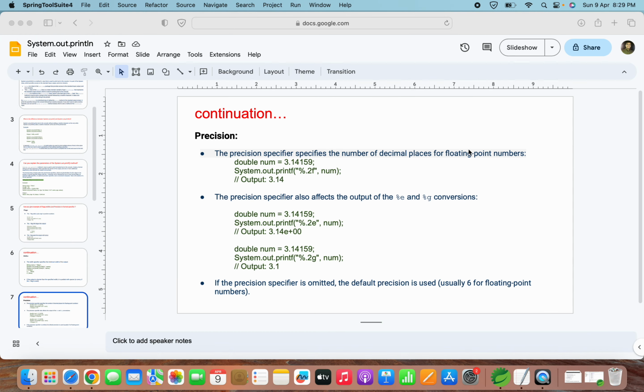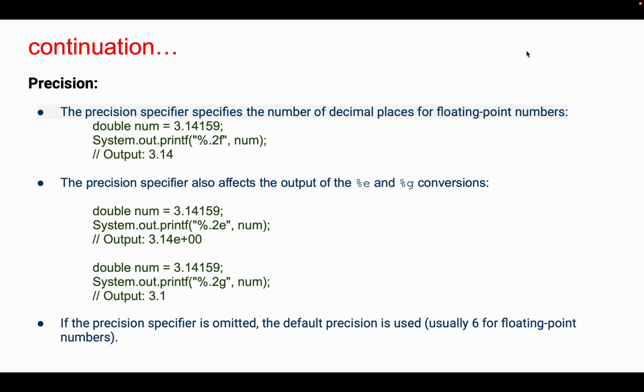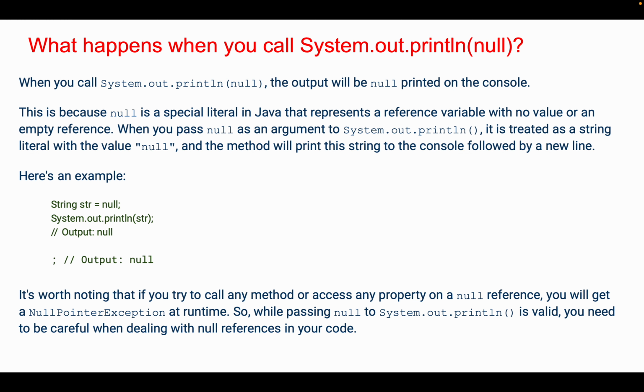Okay. So now let's move to the next question. What happens if you call System.out.println and you pass null there? Generally we pass some string arguments so that they get printed to the console. But what if you try to pass null there? When you call System.out.println with null, the output null will be printed on the console.